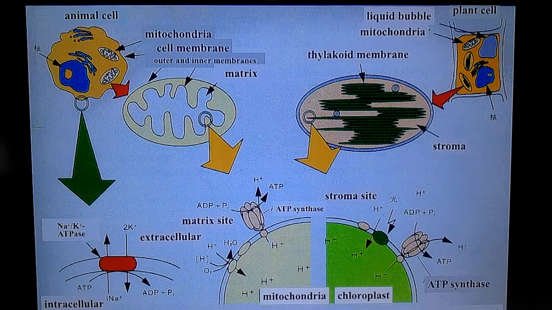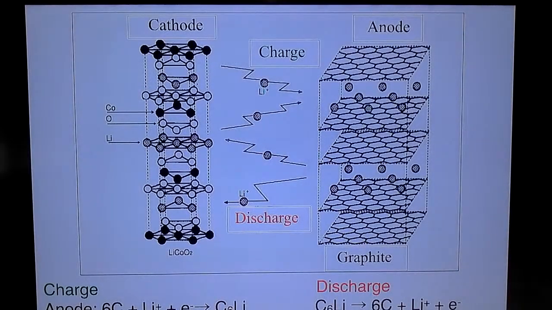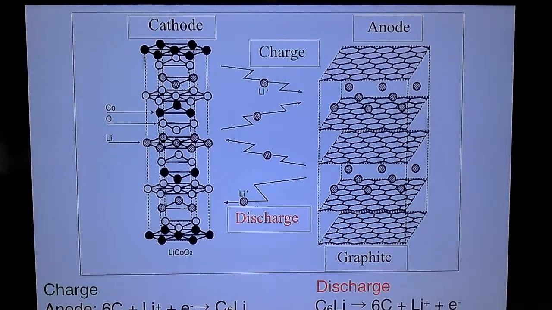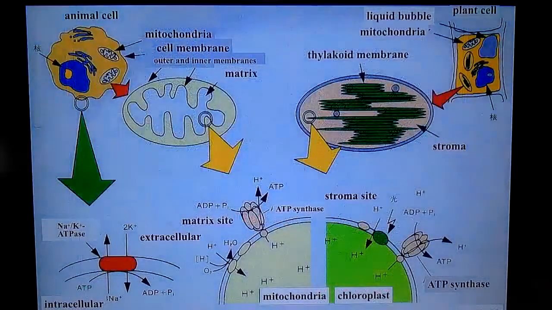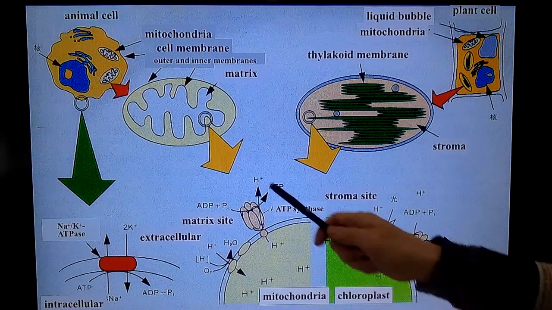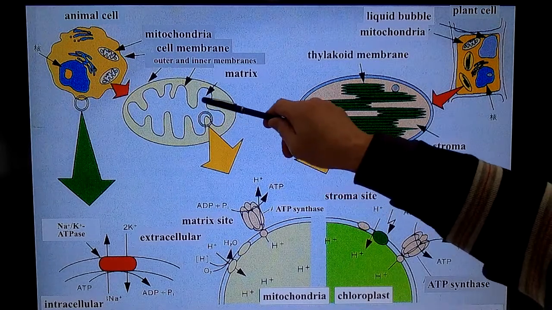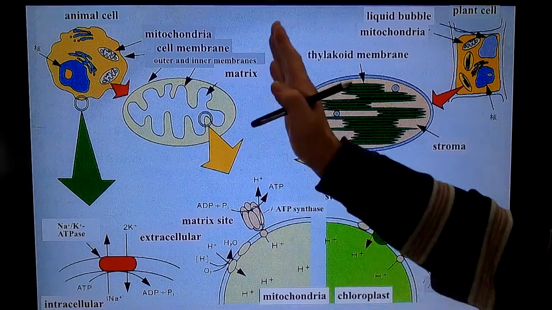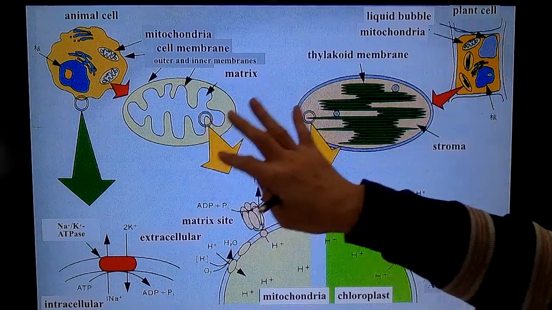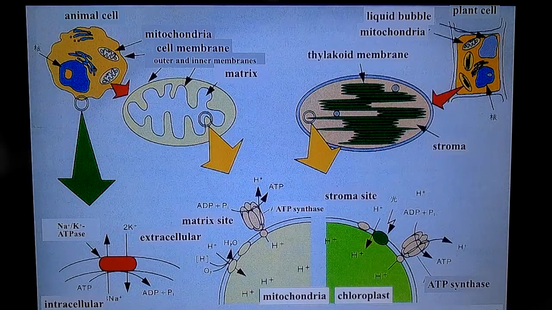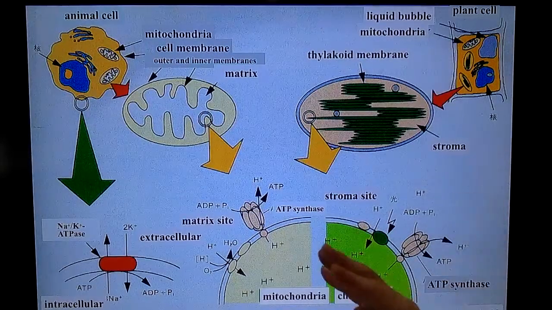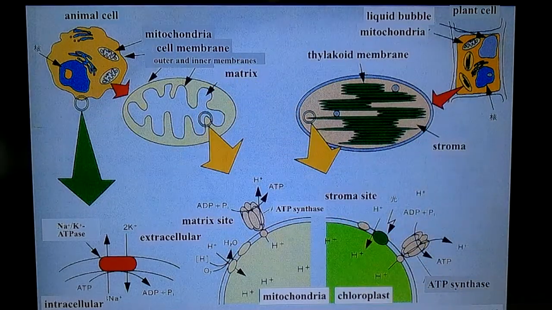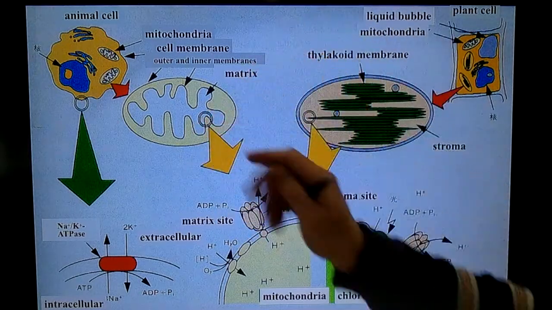In the case of a battery, we make a lithium concentration change. But the human body does not use lithium ions; instead it uses a proton concentration slope. If we have a concentration slope across a very thin film, it's energy charged. When the concentration is the same, it's discharged. Charged means a concentration difference, and discharged means the concentration becomes the same.